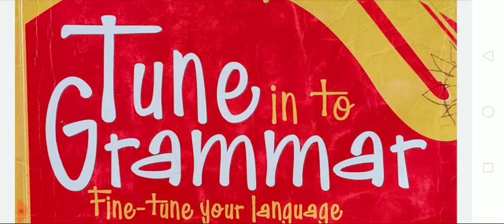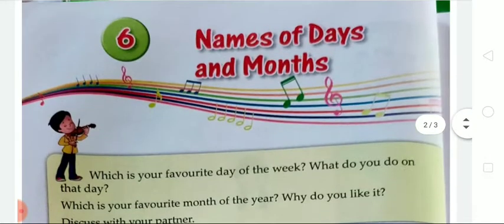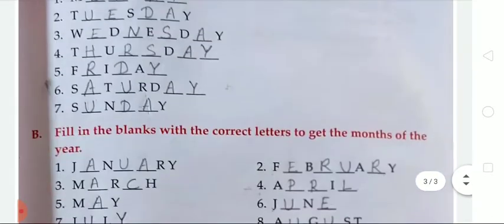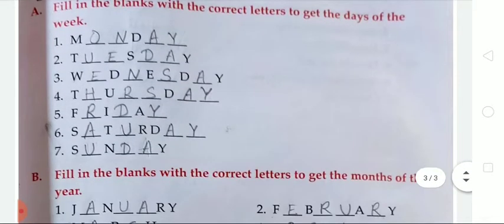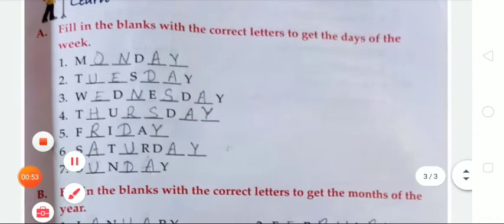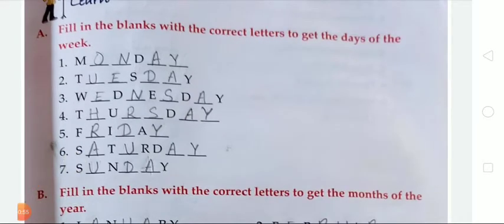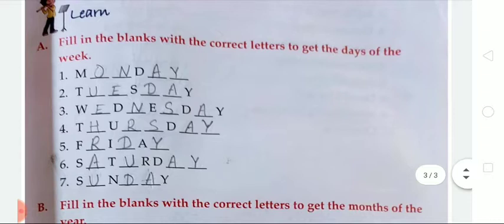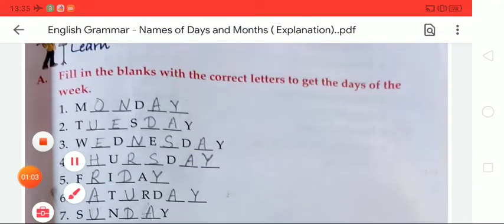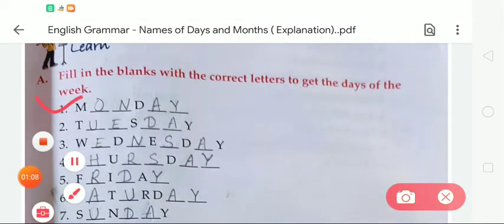So first of all, you all take out your Tune Into Grammar book and open chapter number 6, names of days and months. Okay. So student, there is an exercise A and B that we have already completed in our previous video. One more time I am going to repeat this exercise to you. So let's have a quick overview on this topic. In this exercise, we have to fill in the blanks with the correct letters to get the days of the week.